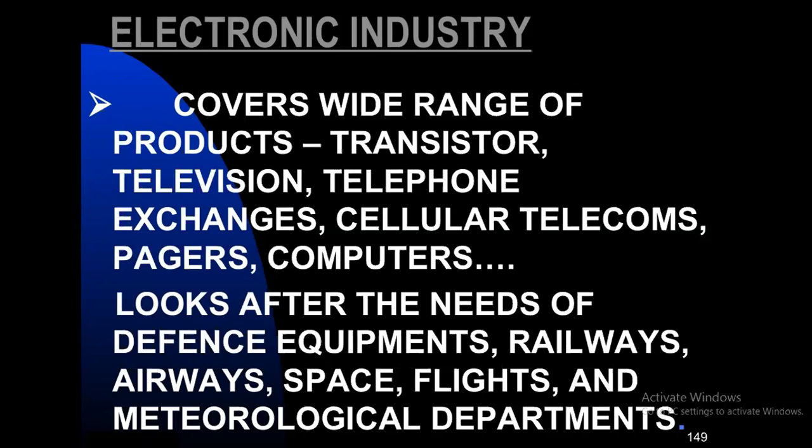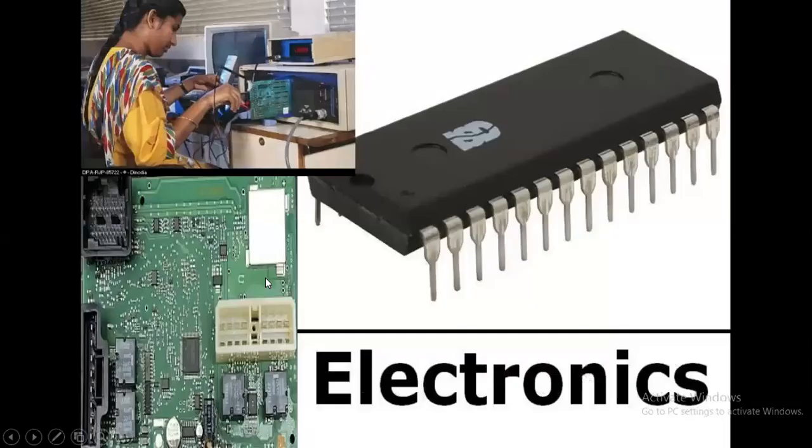So any kind of things related to electric products are made in electronic industries, and they always look after the needs of defense equipment. They always look after the needs of railways. What do railways need? What do airways need? What do spacecraft need? Flights and all the other meteorological departments. All these things are done by the electronic industry.